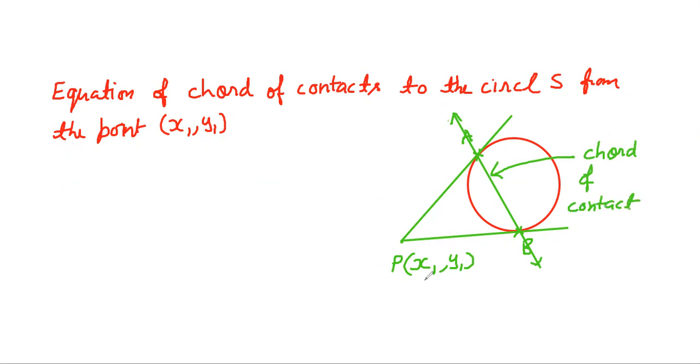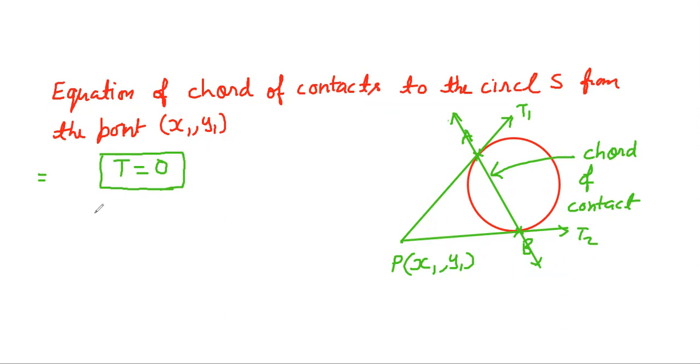And the point (x1, y1) is where the two tangents are drawn from. You can say this is tangent 1, and this is tangent 2. So this is the line, the chord of contact. I would like to write down the equation of this line AB. It is very simple. It is T equal to 0.